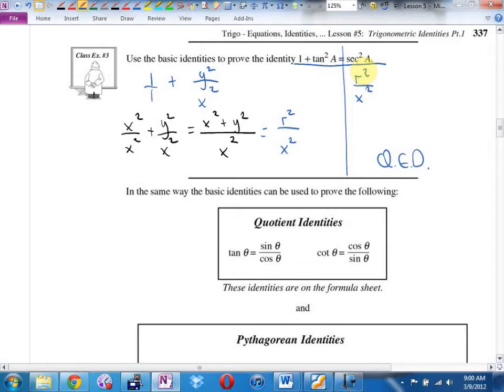By the way, all three of those Pythagorean identities actually have three different equations, because not only is 1 plus tan squared secant squared, isn't this true? Yes? Oh, and isn't this true?